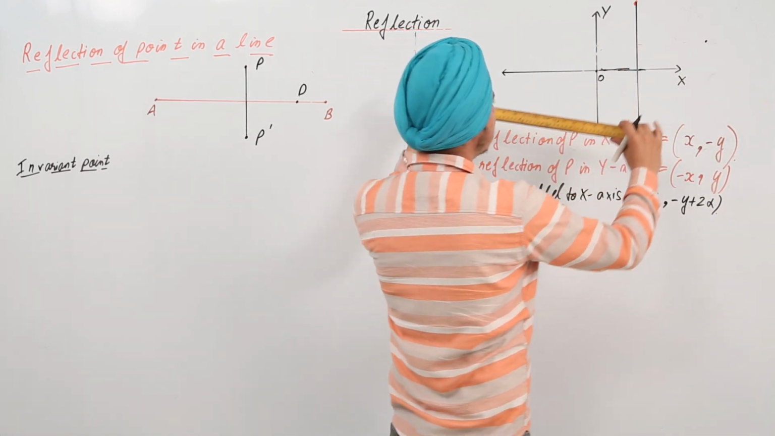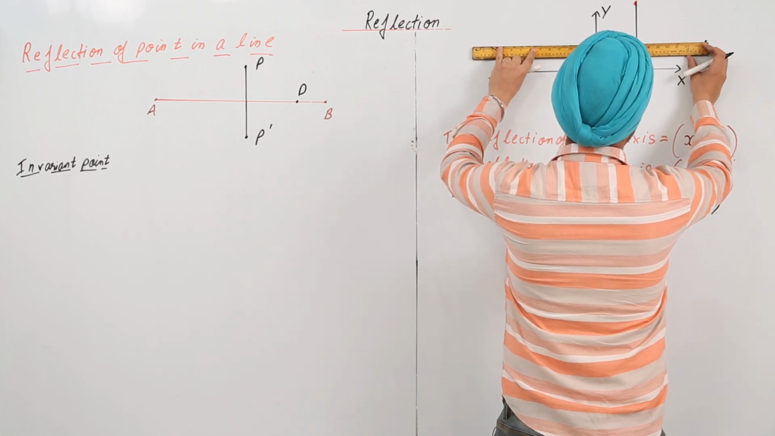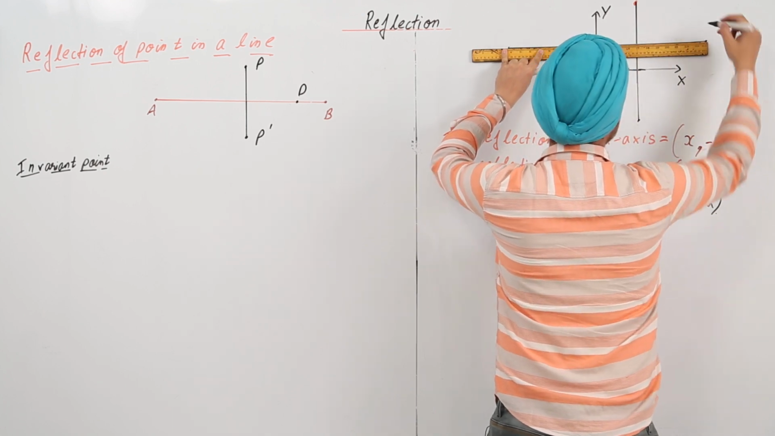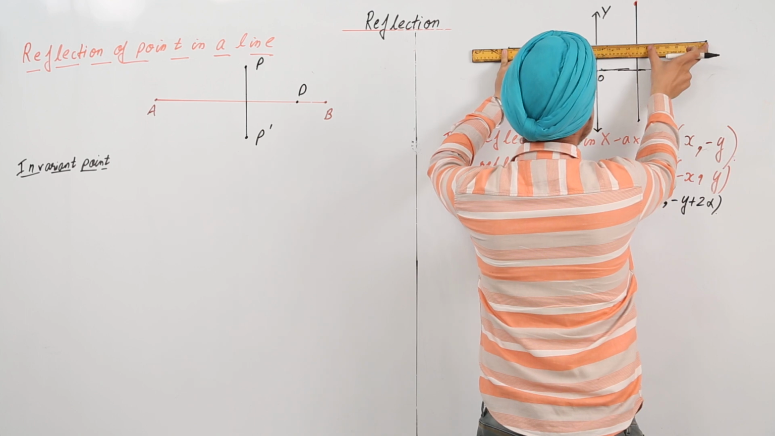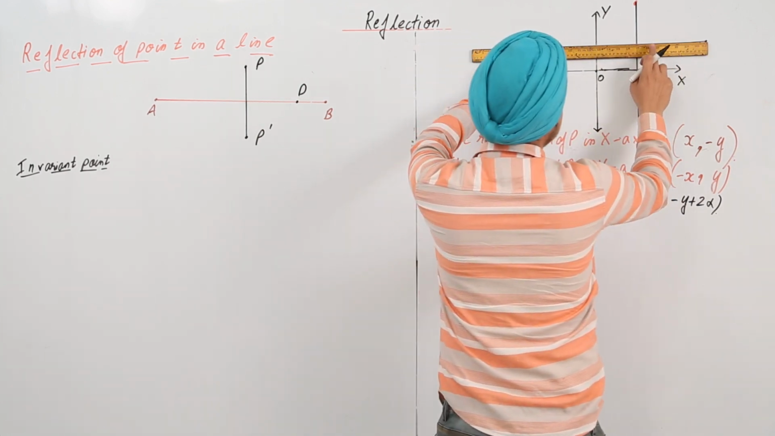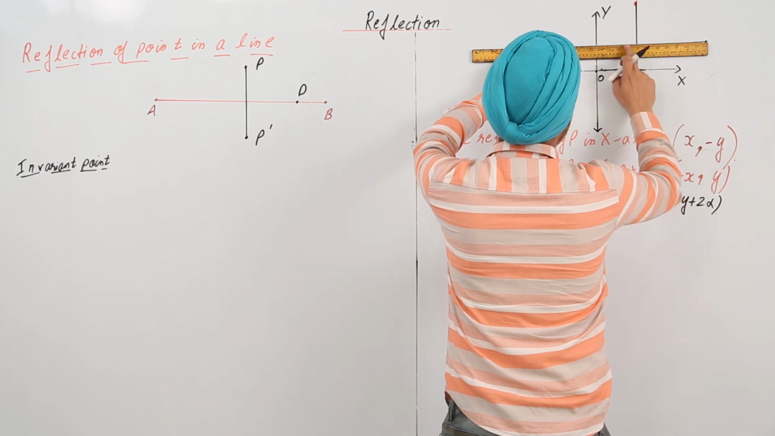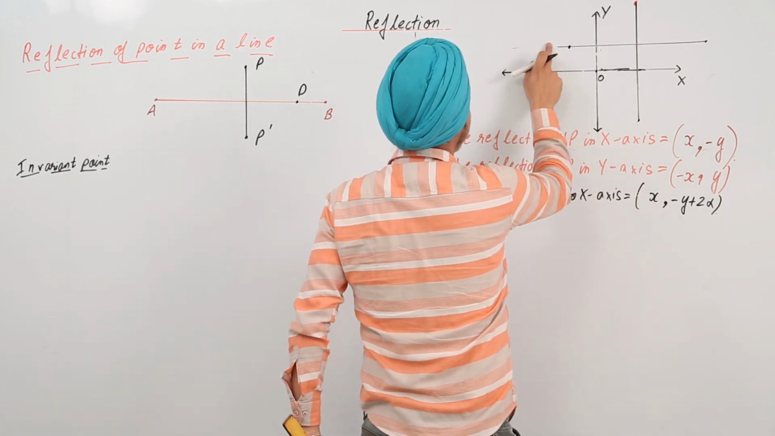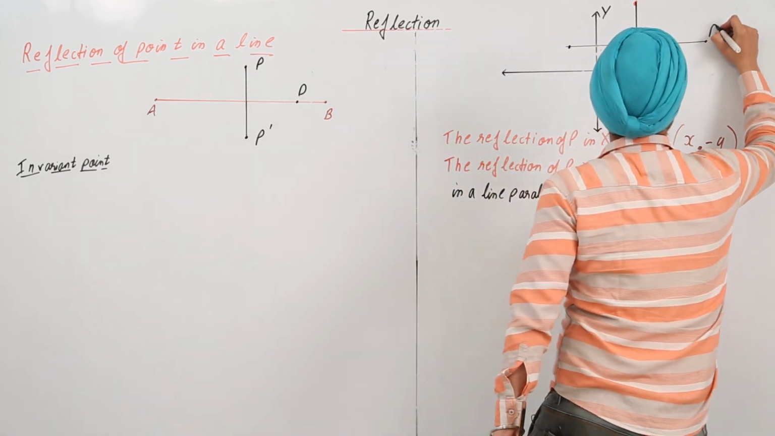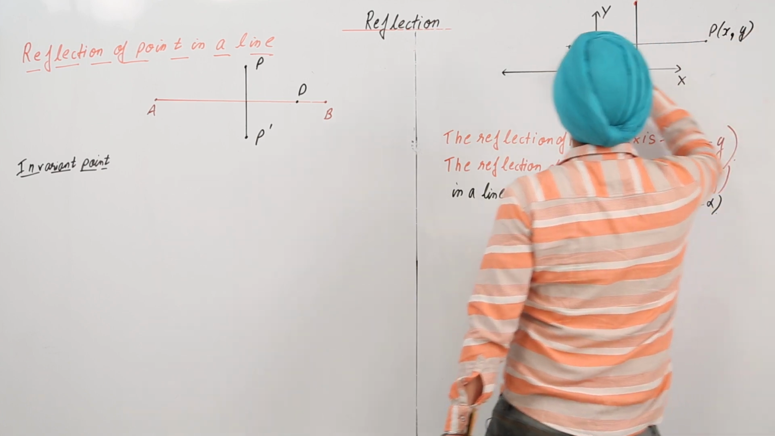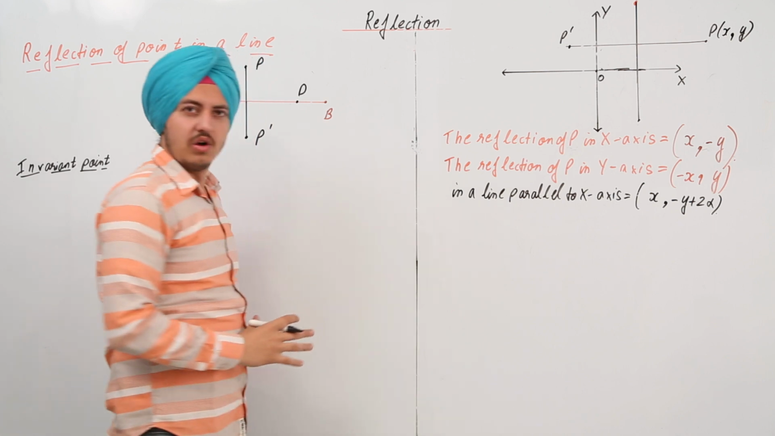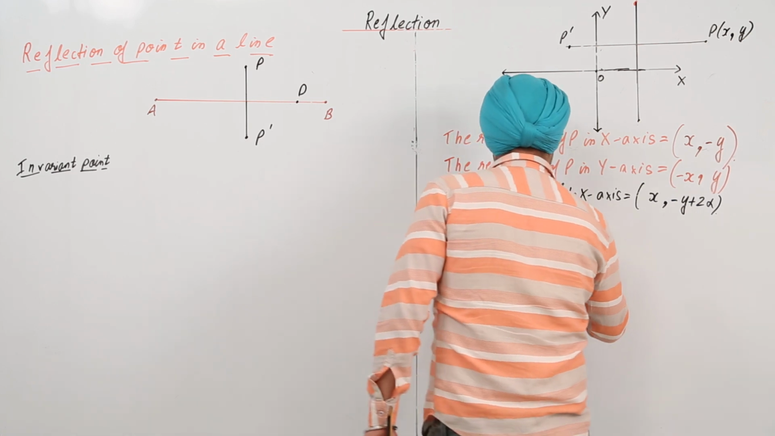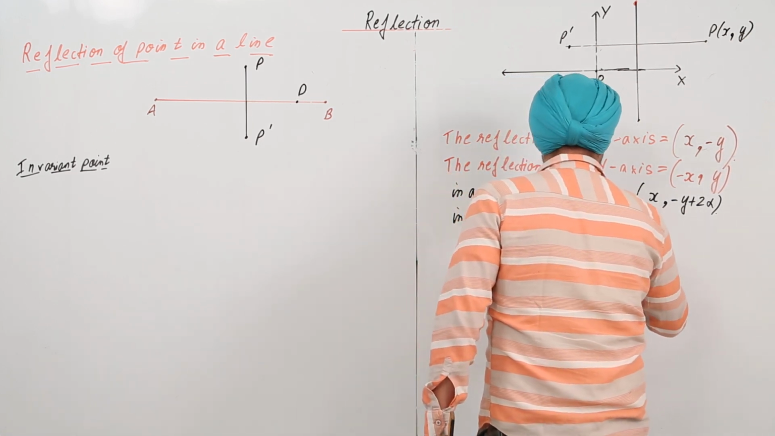So what do we do? We just take a scale, keep it over here, and draw a perpendicular. I'll draw this line first. Now we have to measure this distance and move this much to this side. So this is 1, 2, 3, 4, 5, 6, 7. And 1, 2, 3, 4, 5, 6, 7. So this is the reflection of the point. Say this point is P and it is x comma y. So this is P dash, the reflection of a point in a line parallel to the y-axis.